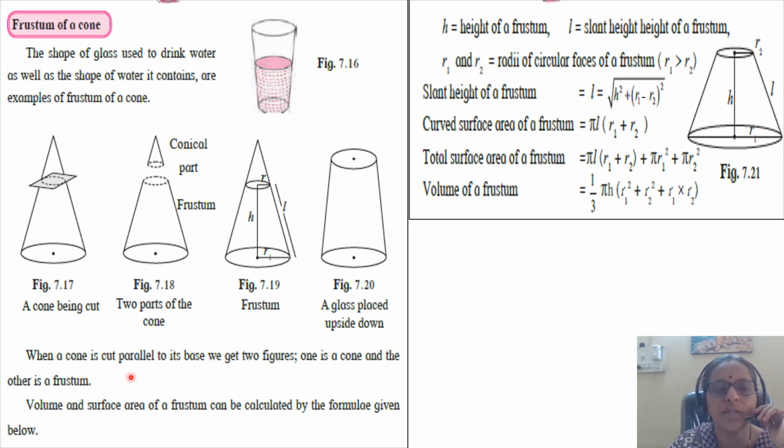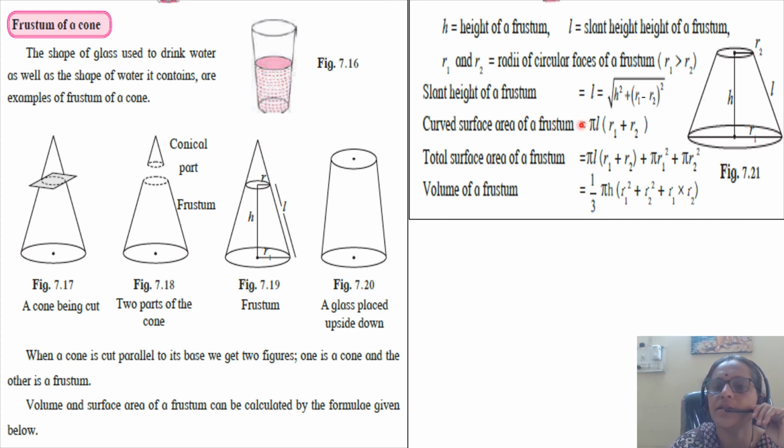When a cone is cut parallel to its base, we get two figures. One is the conical part and the other is the frustum of a cone. Volume and surface area of a frustum can be calculated by the formulas given. H is the height of the frustum, L is the slant height of the frustum, R1 and R2 are the radii of the circular faces, R1 is greater than R2.